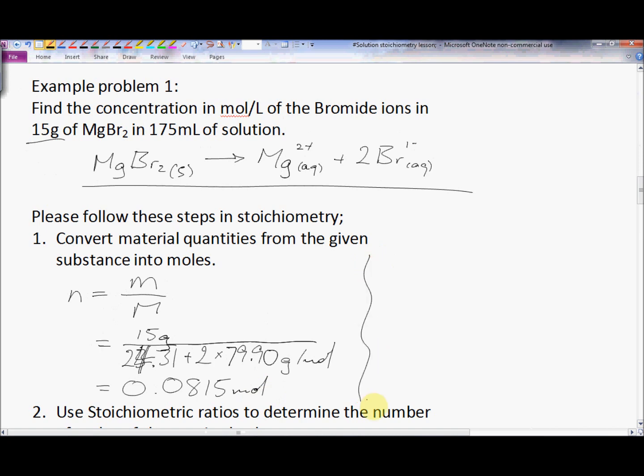We've been doing a lot of questions like that so far. Now that we're into solution stoichiometry, also be prepared to try to find the number of moles using the equation N is equal to concentration times volume. Earlier in the course we also learned that we can use the equation N is equal to the number of entities, or number of molecules, number of compound units, number of atoms divided by Avogadro's number, which of course is 6.02 times 10 to the 23. Okay, so that would be step 1, converting material quantities from substances into moles. So now we know we have 0.0815 moles of magnesium bromide.